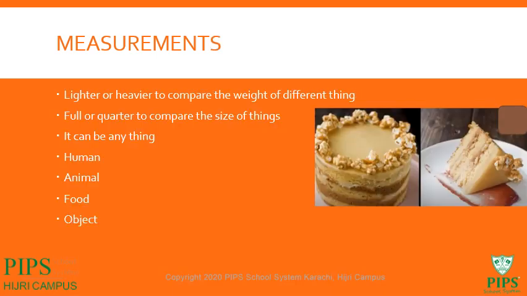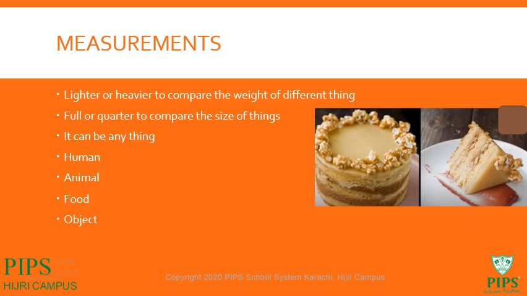Similarly, here we are comparing the weight of the cake. You can see in the picture that the cake on the right hand side is lighter and the one on the left hand side is heavier. So we are comparing the weight of the cake, lighter or heavier, or you can call it full or quarter.